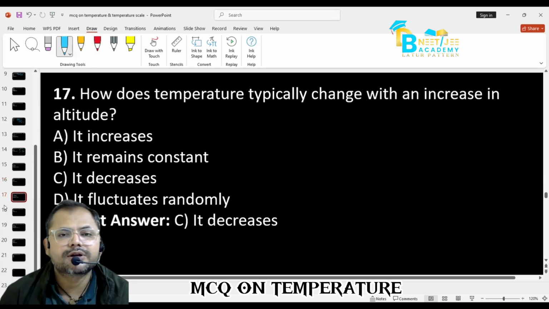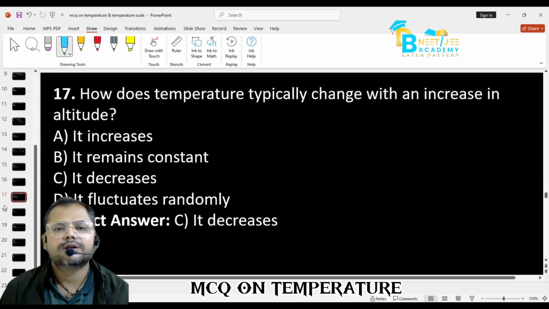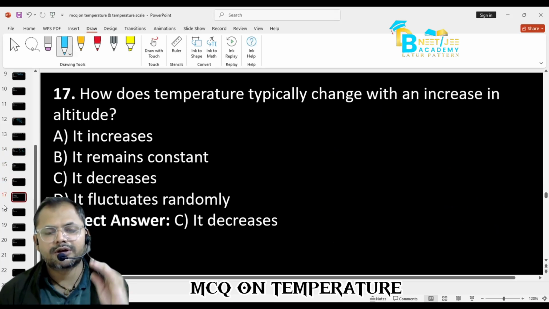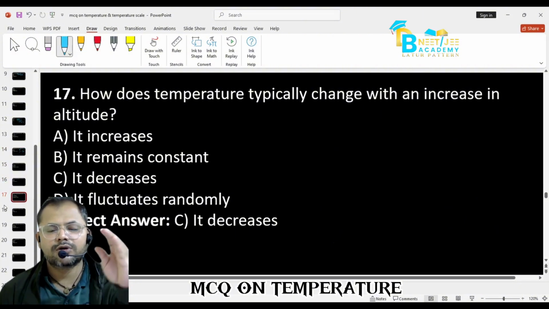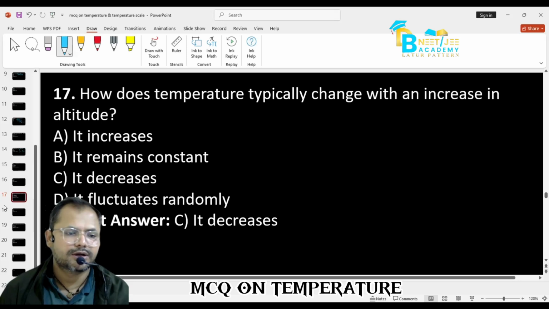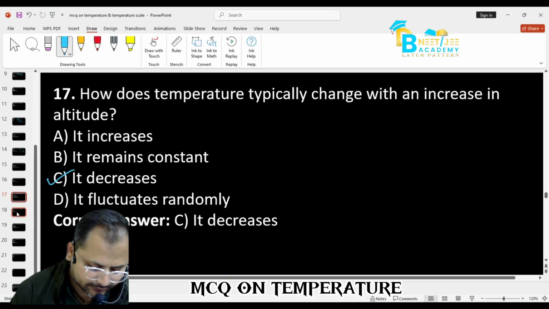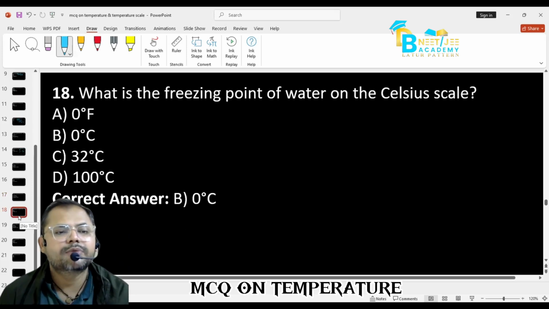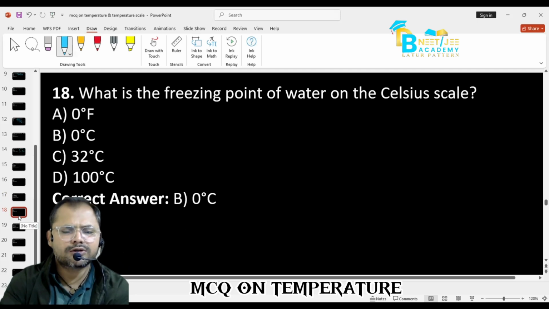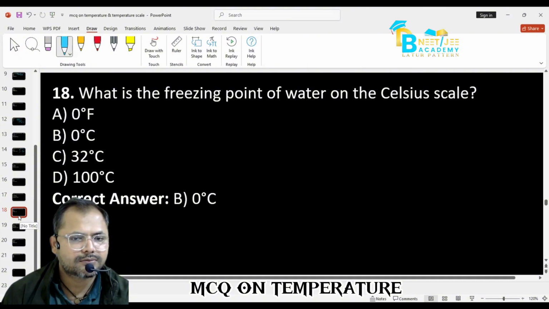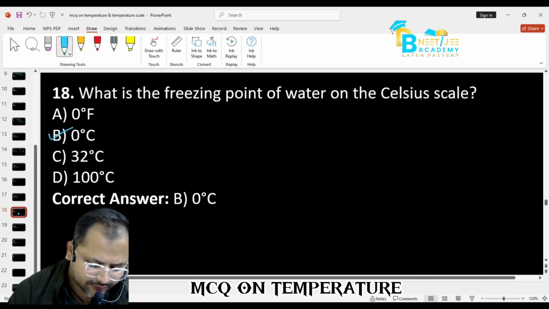How does temperature typically change with an increase in altitude? आपण जसं जसं वर जाऊ तसं टेम्परेचर कमी होत जाते. इनव्हर्सली प्रोपोर्शनल, जसं जसं अल्टिट्यूड वाढतो तसं तसं टेम्परेचर कमी होते. टेम्परेचर डिक्रीजेस. Option C is the correct answer. What is the freezing point of water on the Celsius scale? आताच बघितलं आपण. सेल्सिअस स्केलवर 0 डिग्री सेल्सिअस. The freezing point of water on the Celsius scale is 0 degrees Celsius. Option B is the correct answer.